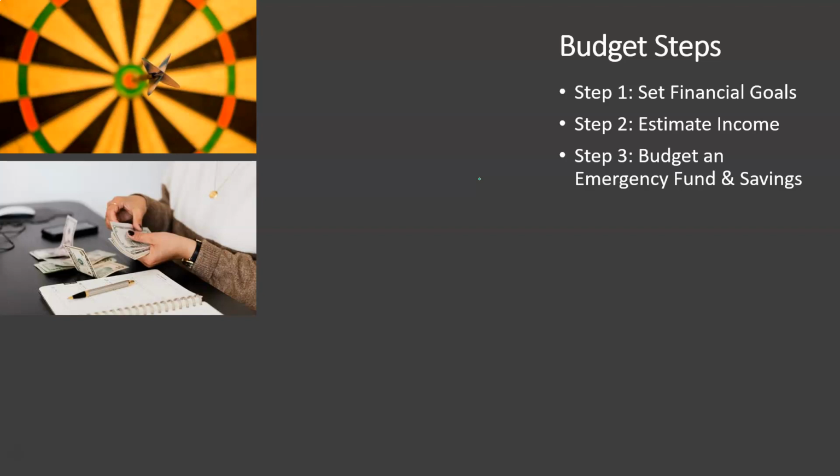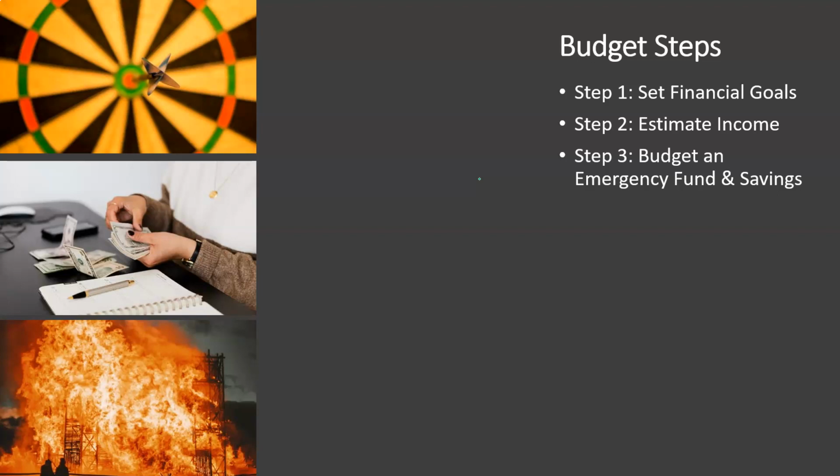Budget an emergency fund and savings. We want to make sure that we take into consideration, as we consider our budgeting, any kind of emergency. Hopefully it's not something like being on fire, like this down below. But whatever emergency happens, we would like to have some available cash in order to deal with that, and we want to set up some appropriate amount for that.